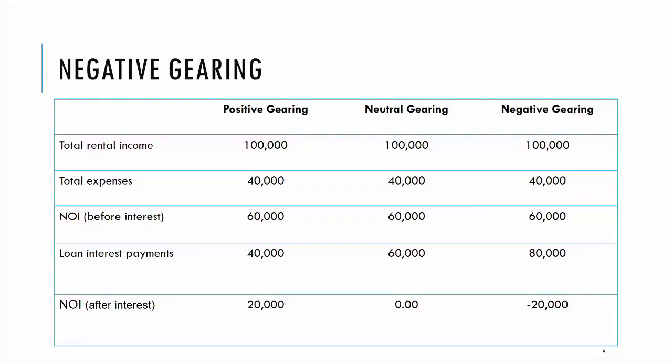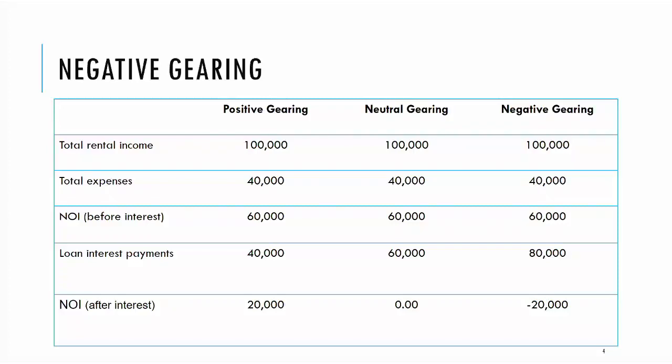Negative gearing. Same example. Total rental income is 100,000. Total expenditure 40,000. Net operating income is 60,000. So now you put an even bigger loan. So you have to pay 80,000 interest per annum. So your total income is not enough to pay your total expenditure including interest. So you are losing money. You have negative gearing of 20,000.